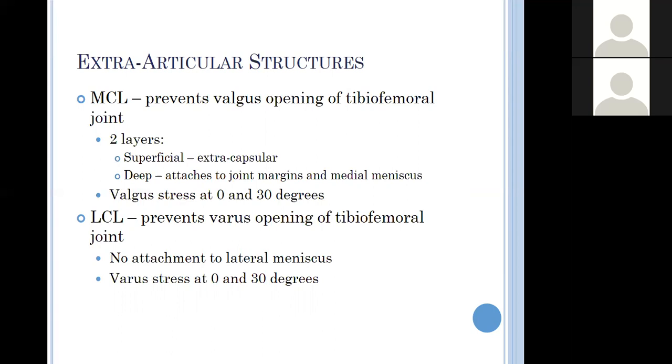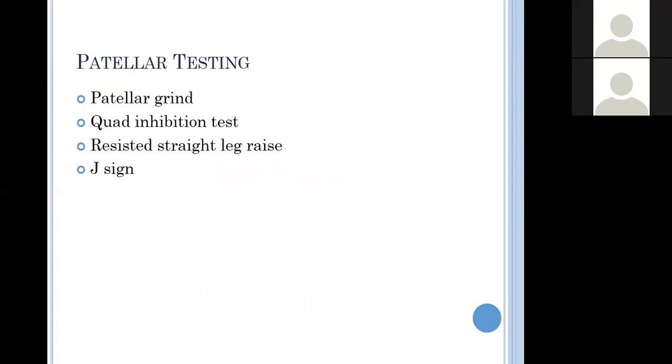So if they have that lateral pain, you think it's more LCL, they don't have an effusion, it's actually probably more ITB, because an LCL tear just doesn't happen. The patellar testing is the grind, the quad inhibition, and then the J sign, which I didn't show you.